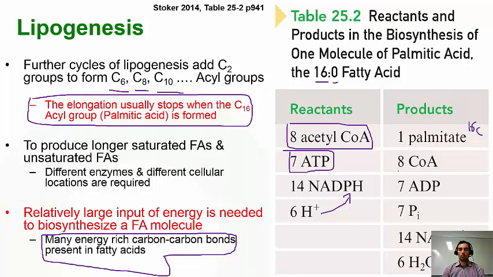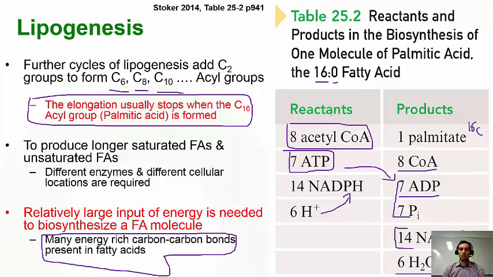You'll also be releasing 8 CoAs, 7 ADP, and phosphate, so that's coming from the ATP after it's released phosphate. So we've got the phosphate and the ADP separated after breaking the high energy phosphoanhydride bonds that link the ATP together. That's how we get the energy released. We'll also have 14 of the oxidized NADP plus, and we'll also have produced water in those dehydration reactions.